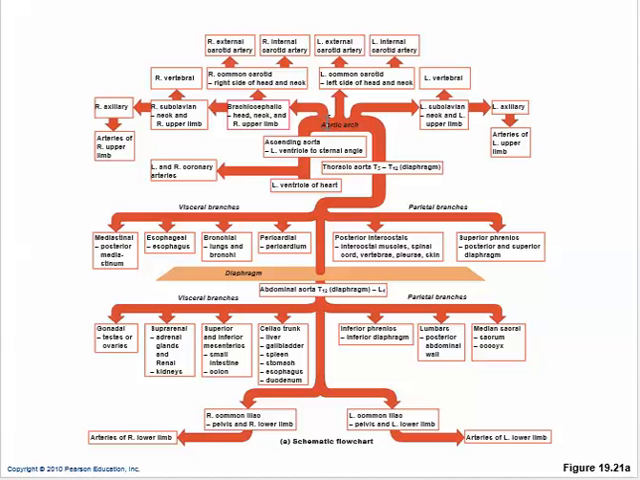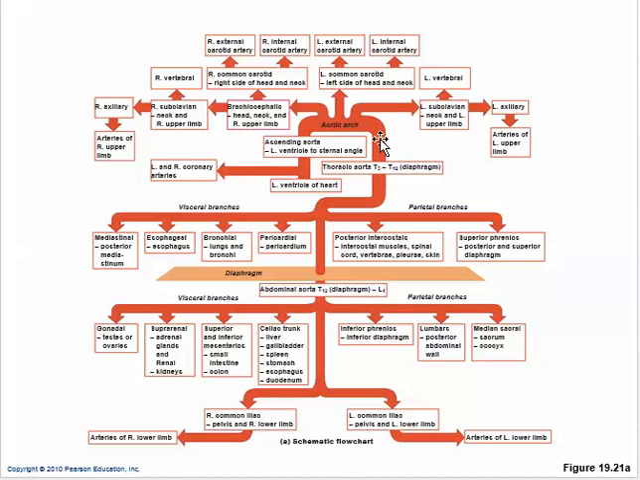So the first branch of the aorta, brachiocephalic, supplies the right head and neck. On the left side, there's no need for the brachiocephalic, so it's not there. The left has the common carotid coming directly off of the aortic arch to supply the left side of the head, and the left subclavian supplies the left arm.